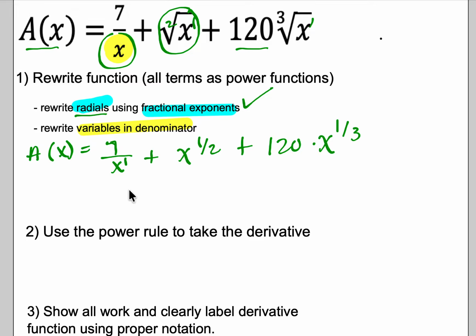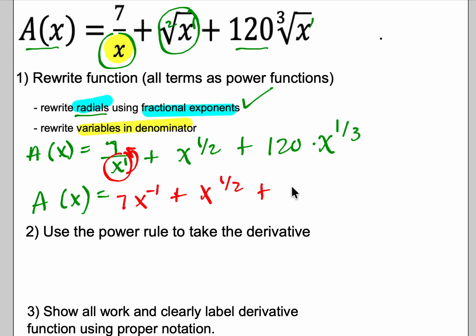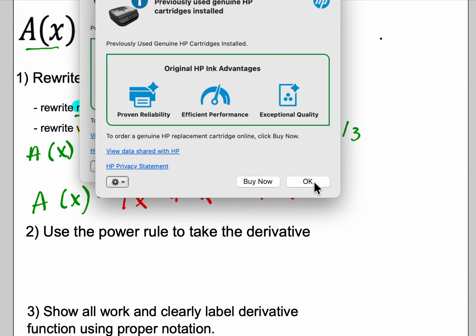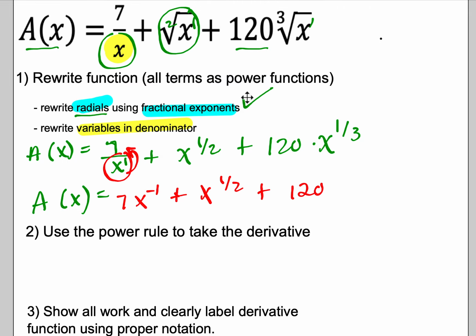So this is x to the first. I'm just, again, I haven't taken the derivative at all. I'm just rewriting this function. And because I want to bring this up into the numerator, that's going to become 7x to the negative first. I just make that exponent a negative, plus x to the 1/2 power plus 120x to the 1/3. Now I'm ready to take the power rule.